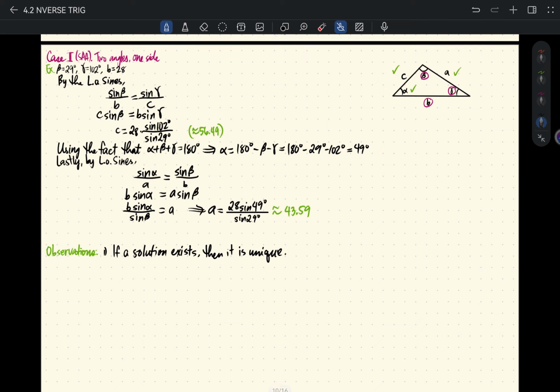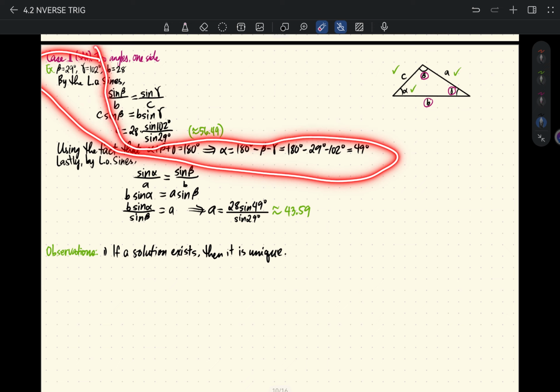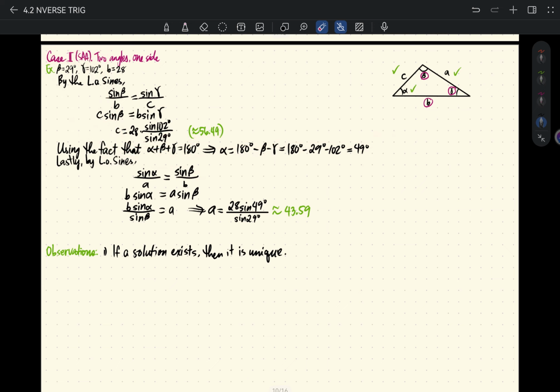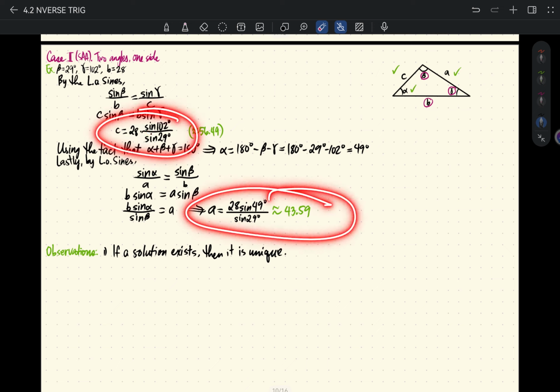And we're sure of that because first, the configuration of your angles are unique. And in the law of sines, since sine is a function, we are sure that the value of this one is unique and the value of this one is unique.